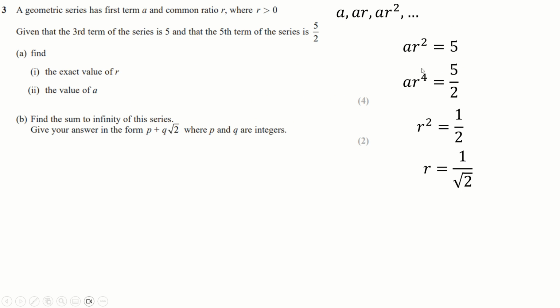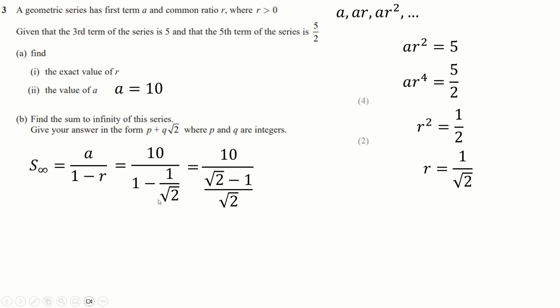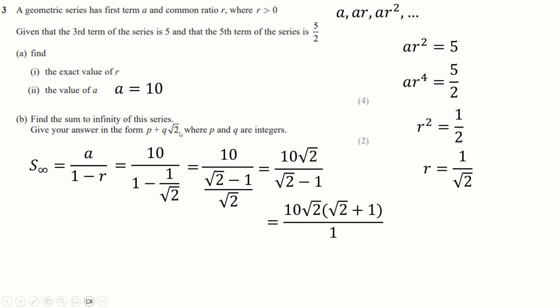And of course, if you know that, you can look back at this. r squared is a half, as we saw there. a times a half is 5, that means a is 10. Sum to infinity is in the formula book, it's a over 1 minus r. So therefore we have a is 10, r is 1 over root 2. You can just type that into a calculator and immediately read off the number. Otherwise, you need to do a bit of work here, multiplying the denominator by root 2 over root 2 to get this. And then this root 2 can bounce up to there, and then you can rationalize by multiplying by root 2 plus 1 over root 2 plus 1. Given this is only 2 marks, just typing that into a calculator and getting the answer is going to be the most efficient and correct way of doing this.